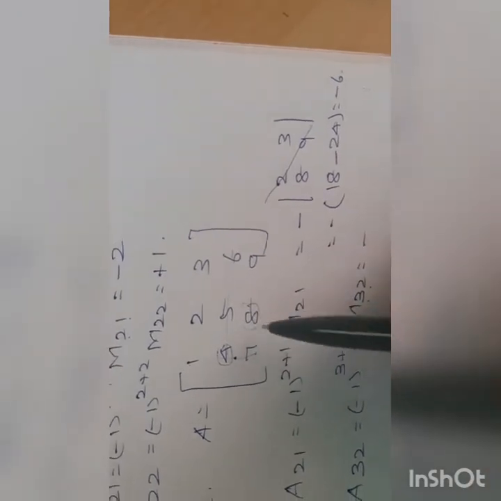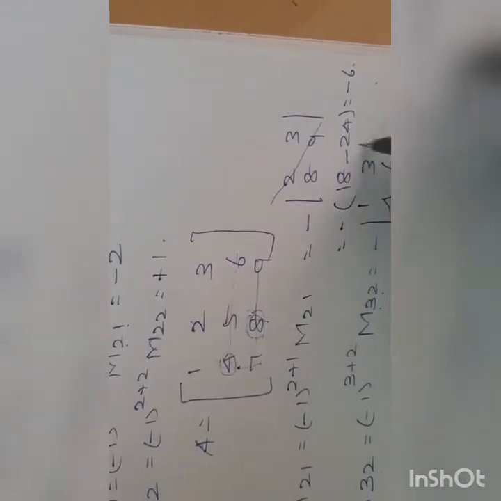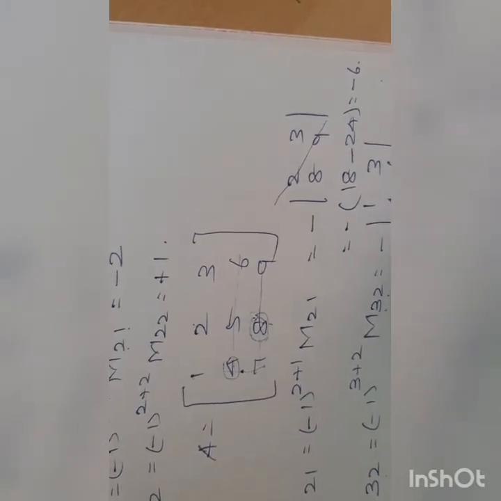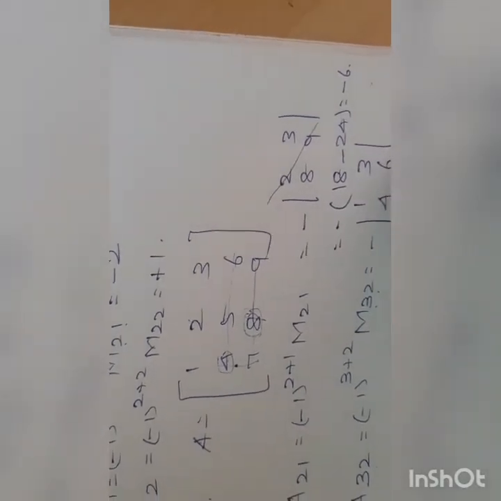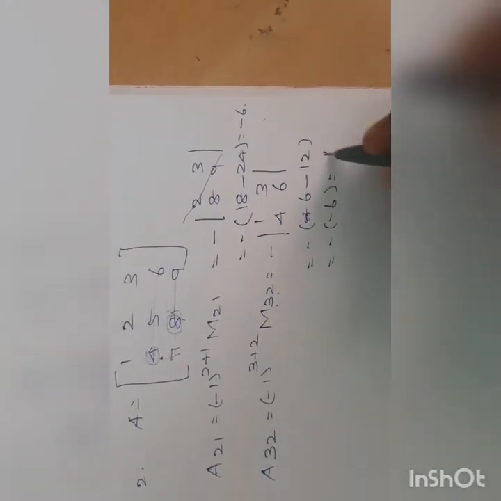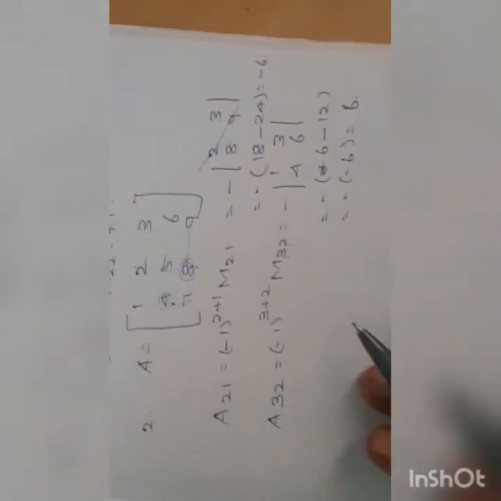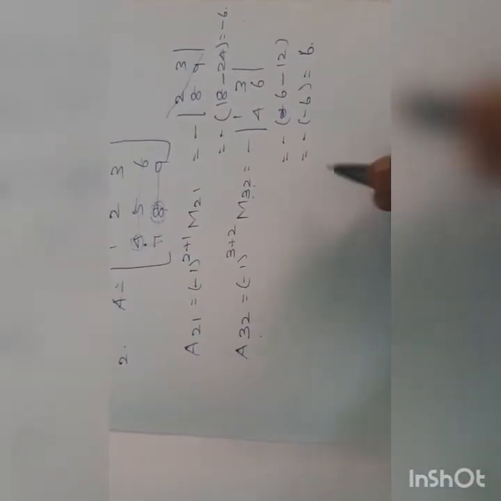How to find the minor? Just delete that particular row and column. So we are getting the determinant 1 3 4 6, which is 6 minus 12, nothing but minus 6. Minus of minus 6 is 6. So the cofactor of a32 is 6. So this is the way to find the cofactor.